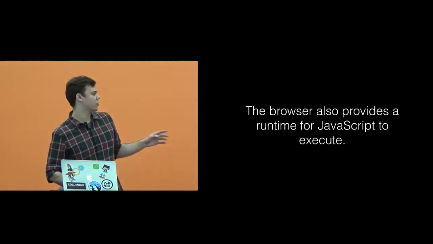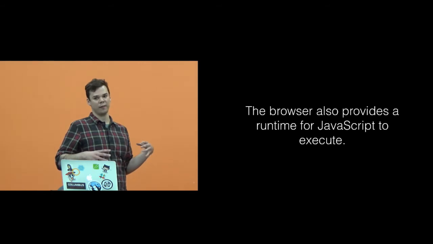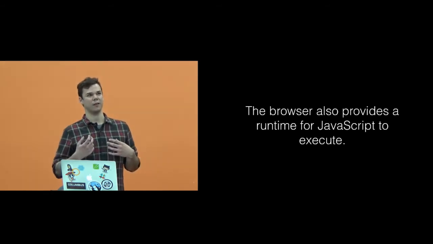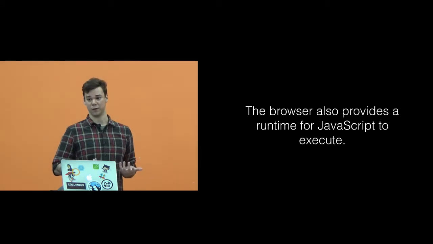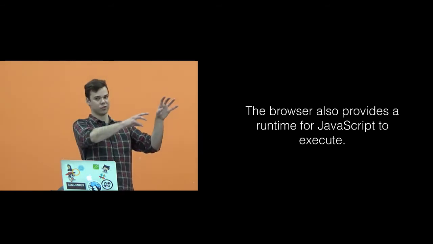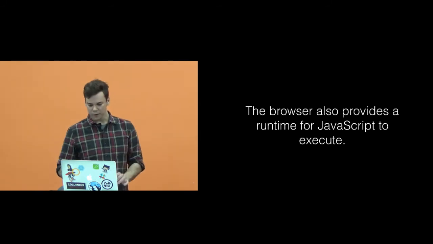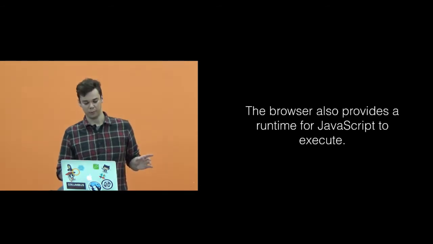But the browser also provides a runtime for JavaScript to execute. In the same way that your phone might have a runtime, or just a computer program that understands Java code and can transform that Java code into the ones and zeros that work on machines, the browser has a runtime for JavaScript. So it can take JavaScript instructions and make them into instructions for the computer. So we're going to look at some of the fundamental building blocks of web apps here.